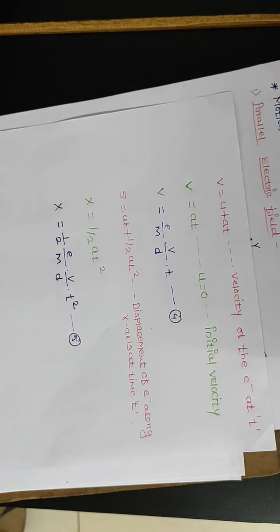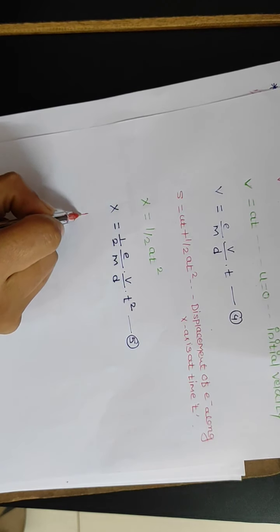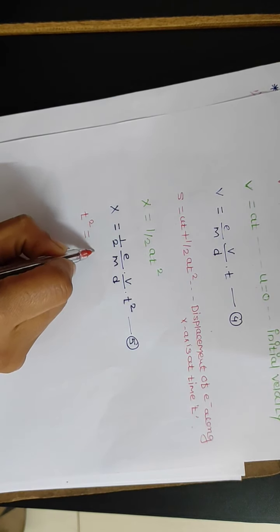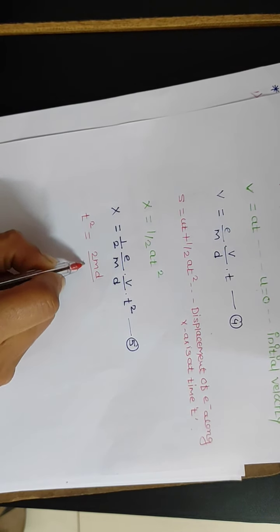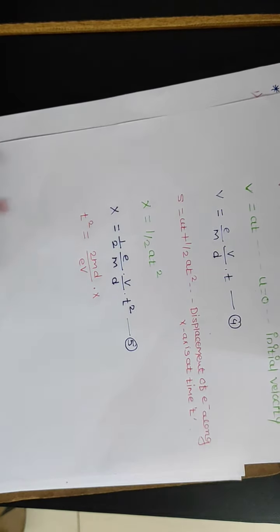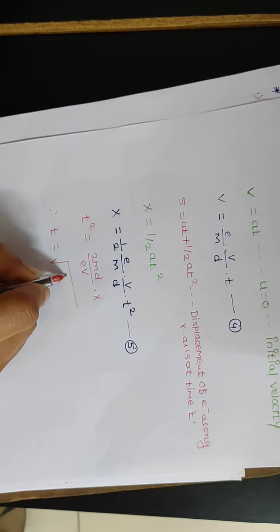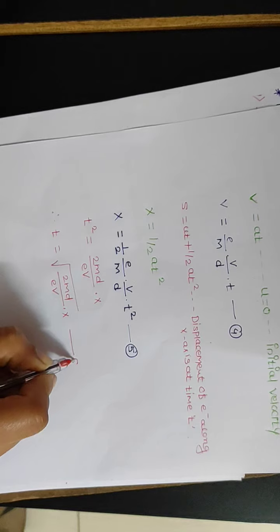From this equation we can write t square is equal to 2 m d divided by e V into x. Therefore t is equal to root of 2 m d divided by e V into x. This is equation number 6.